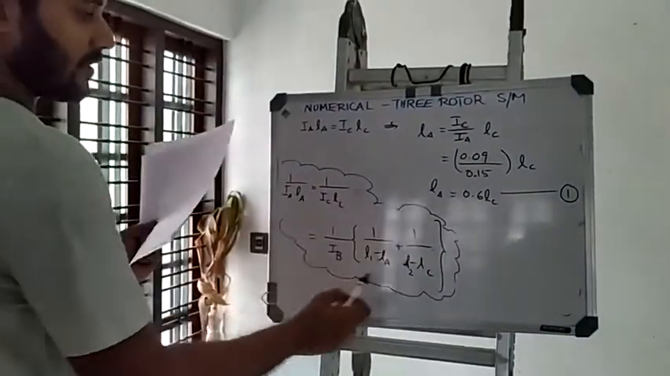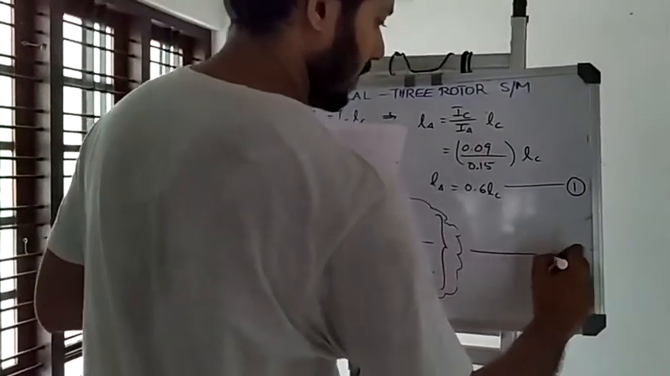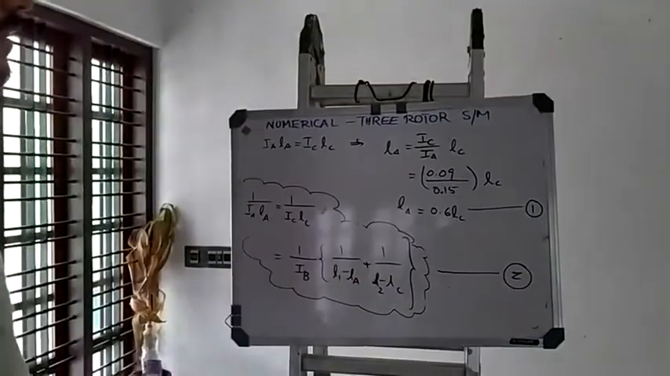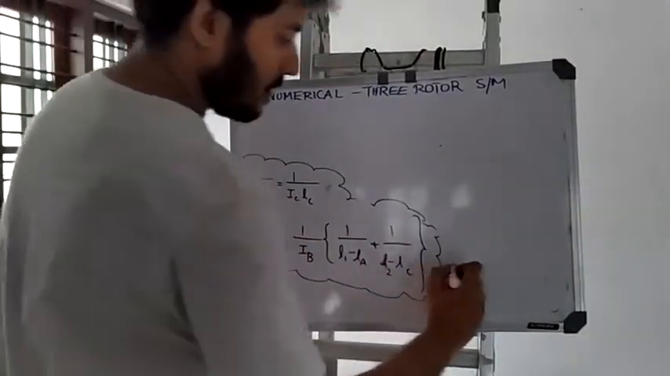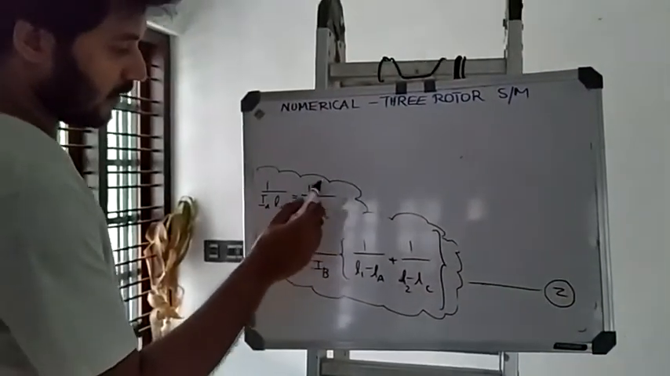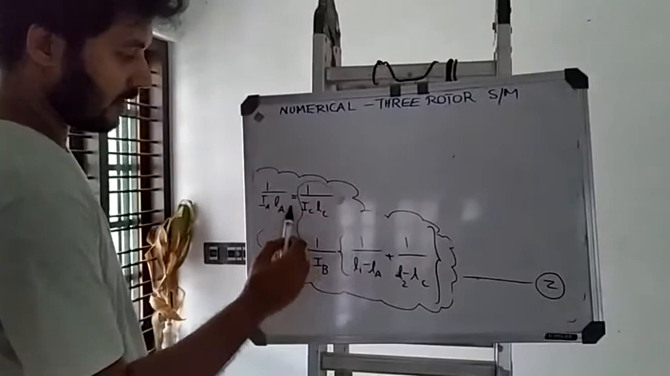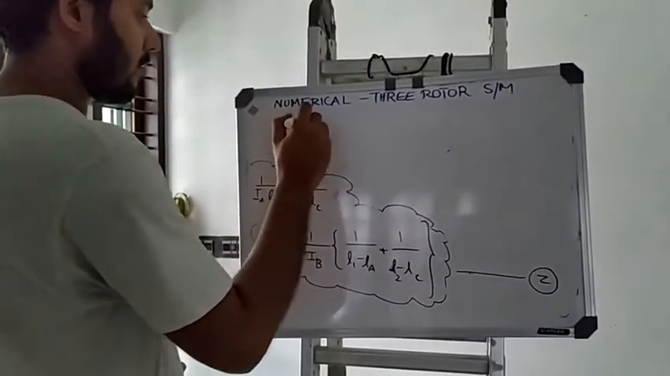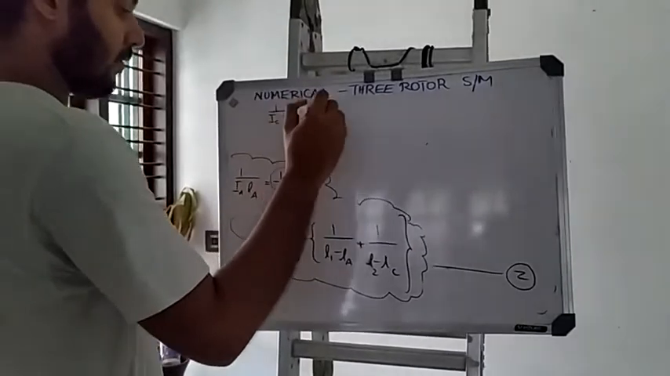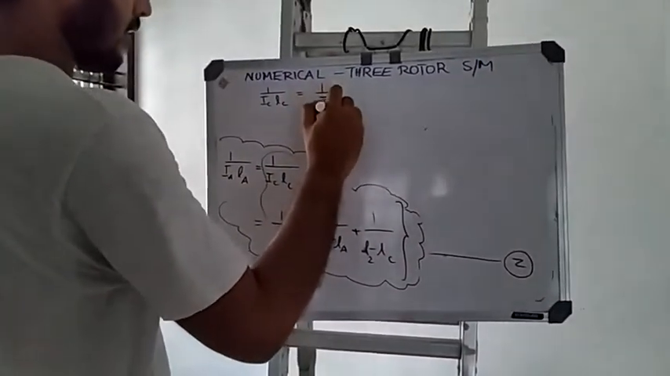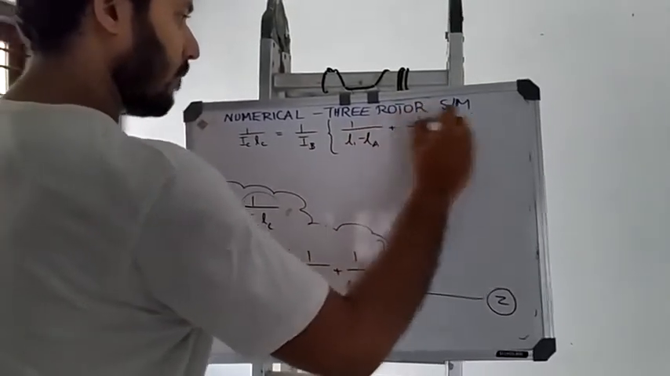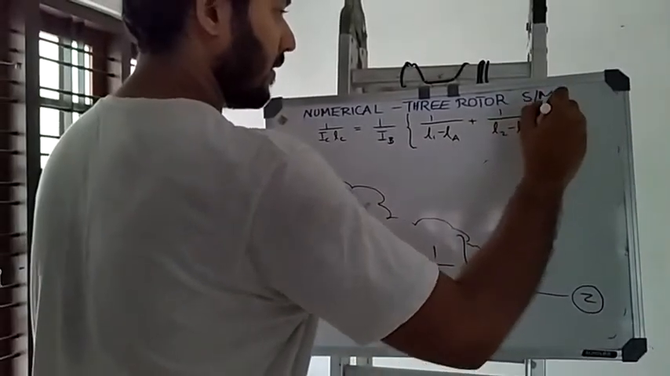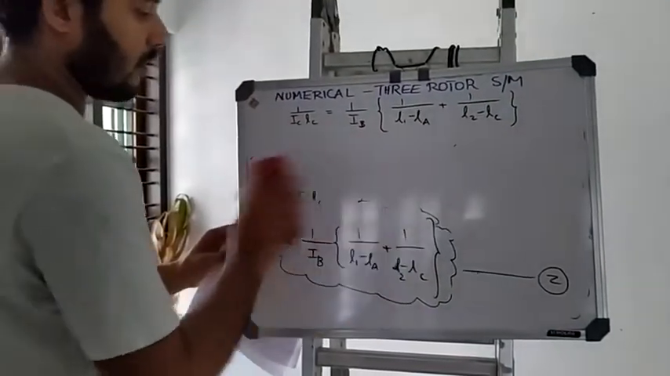Okay. Now the previous equation that we have written, let us number that equation as equation number Z. Once again we are introducing the equation Z here. Let this be the equation Z and let this be equation number 1. Now let us equate the other two sections of this equation. Let us equate this one equal to this one. So what is this one? 1 by IC into LC equal to 1 by IB multiplied by 1 by L1 minus LA plus 1 by L2 minus LC.